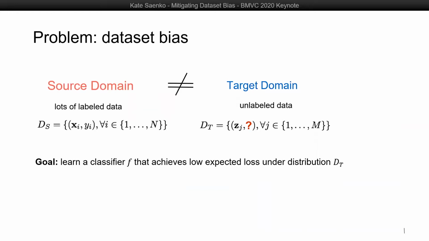So let's define this problem more formally. We have a source domain where we have lots of labeled data. Xi are the inputs and Yi are the output labels, and this data is distributed according to some source distribution Ds. And we also have a target domain which has unlabeled data, Zj, and it is distributed according to a target distribution Dt. Sometimes we'll assume that we'll have a few labeled examples in the target domain, but for most of this talk, I'll assume no target labels at all. And so our goal is to learn a classifier f that achieves a low expected loss under the target distribution.